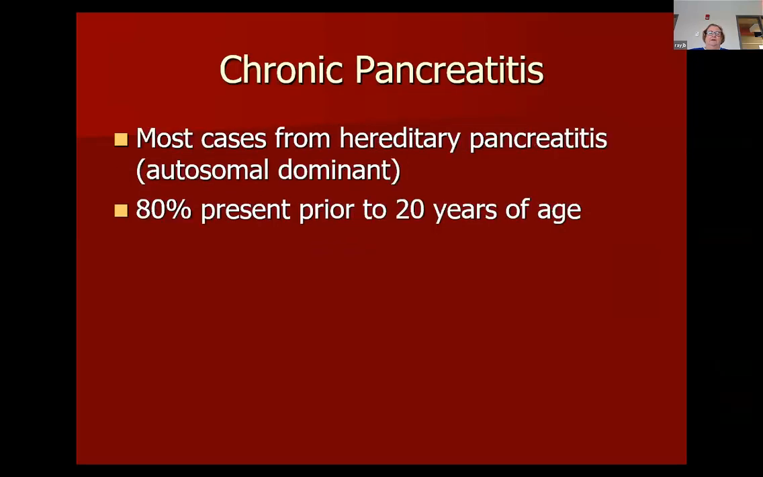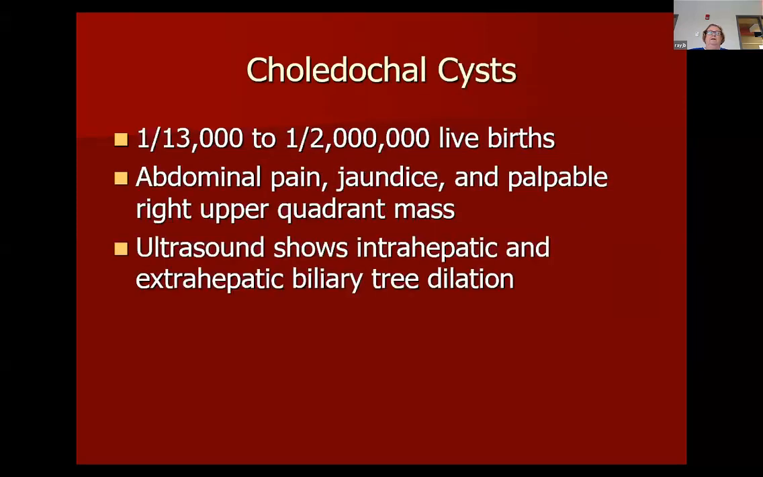Chronic pancreatitis is usually associated in families. It's autosomal dominant, and 80% present prior to 20 years of age. Choledochal cyst, 1 in 13,000 to 1 in 2 million live births. Abdominal pain, jaundice, and palpable right upper quadrant mass. Ultrasound shows the intrahepatic and extrahepatic biliary tree dilatation.